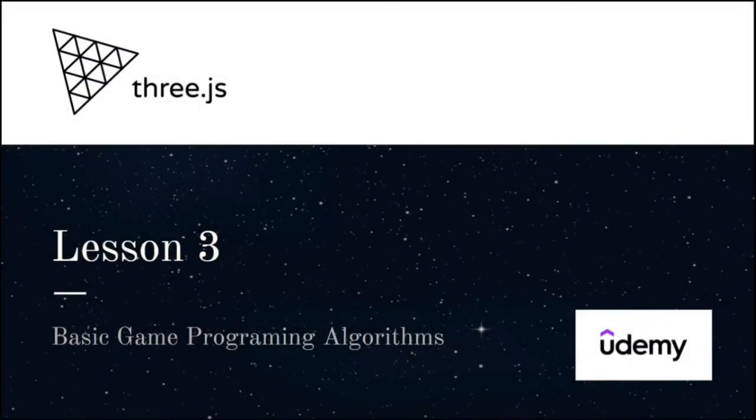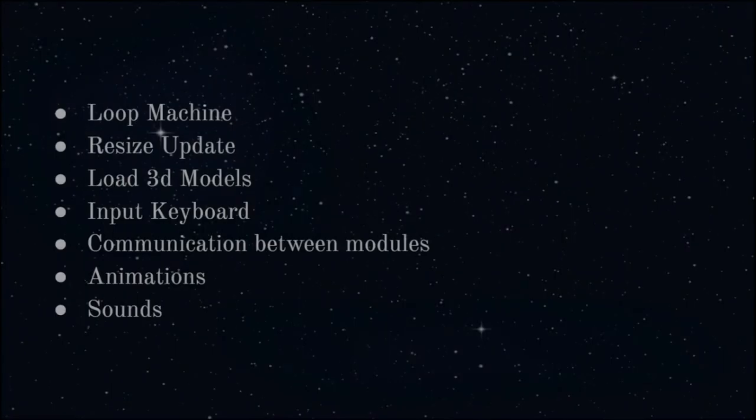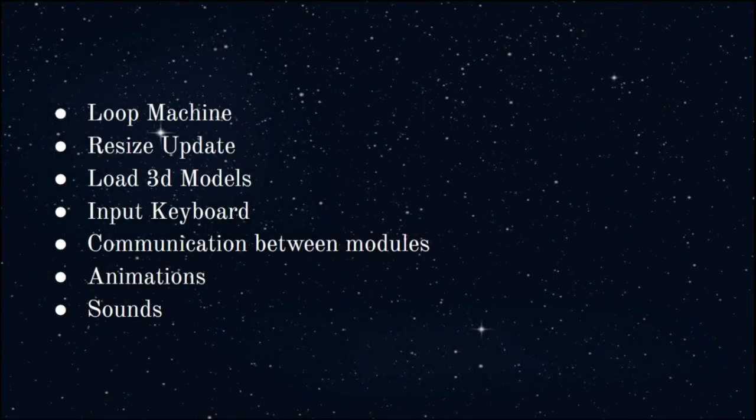In the third part of this course, we will be talking about basic game programming algorithms. Like the loop machine to create many frames per second, resizing the canvas when the window is maximized, how to load 3D models, how to listen to the input from the keyboard, how to communicate one module with another, how to load animations and make transitions between them, and how to load and handle sounds in our game. How cool is that?